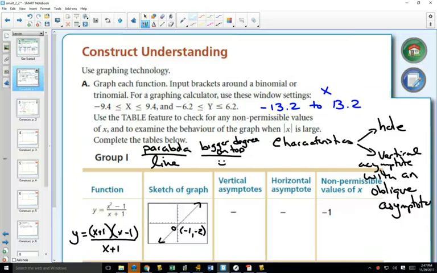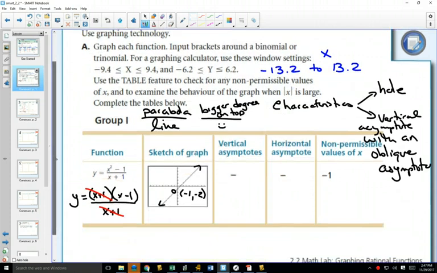And what do you notice? These two simplify. So when your non-permissible value simplifies or goes away, then you're going to have a hole in your graph. And if I write what my new equation is as a result, I just have y equals x minus 1. What kind of graph is that?